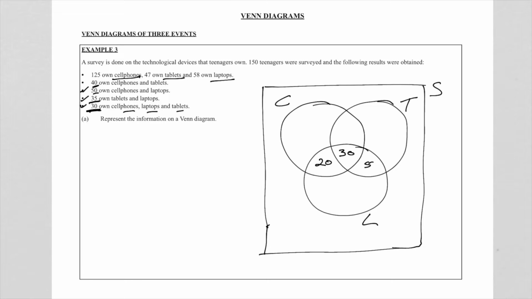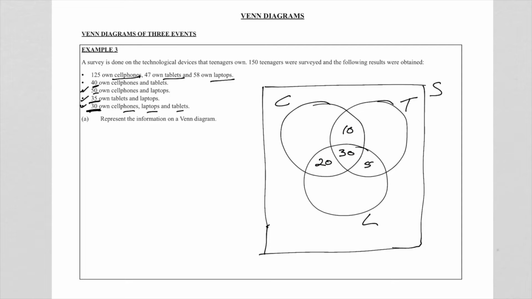So now we look at the 40 who own cell phones and tablets. So that is now cell phones and the tablets. So it's this intersection. And that must be a total of 40. So that means this part must be 10 so that they add up to that 40 that was given to us here. So that will be 10. So now we are finished with the 3 events.